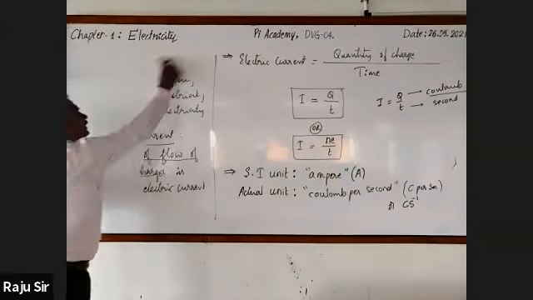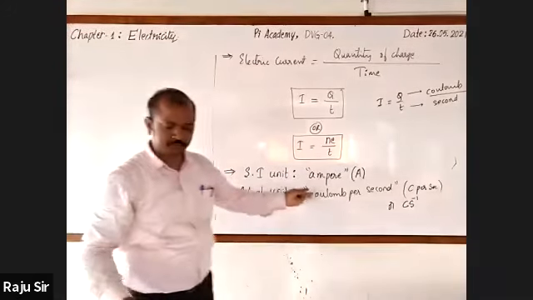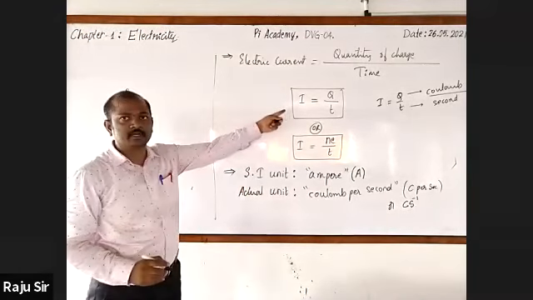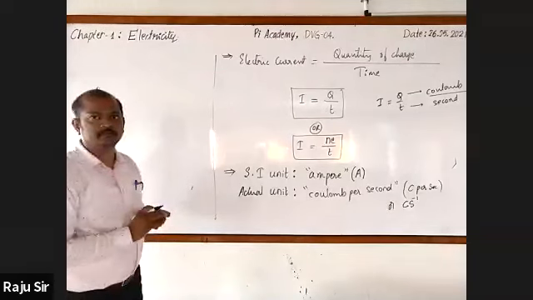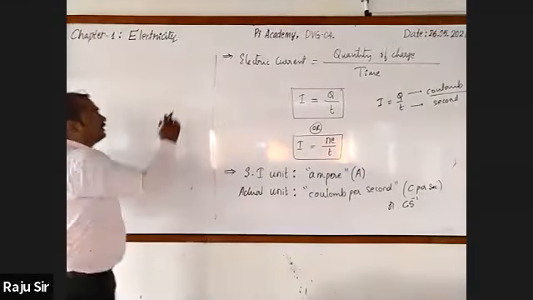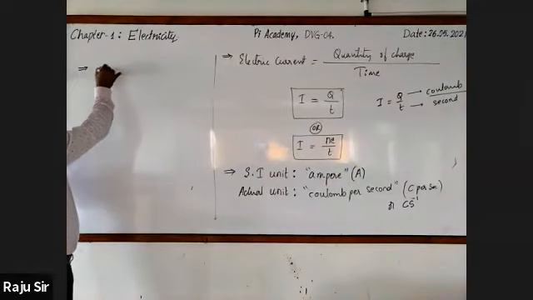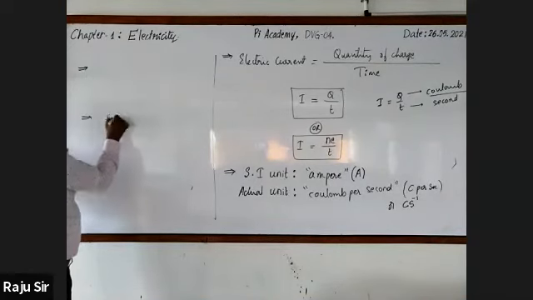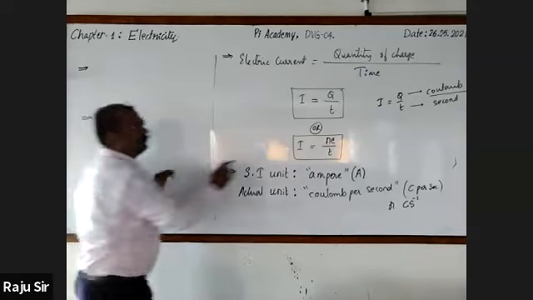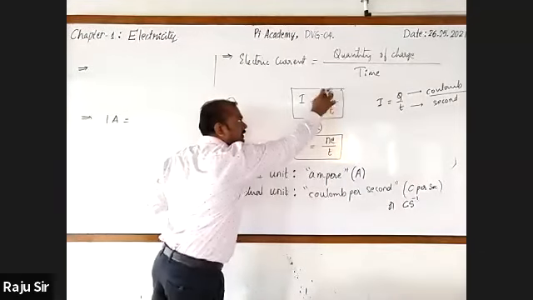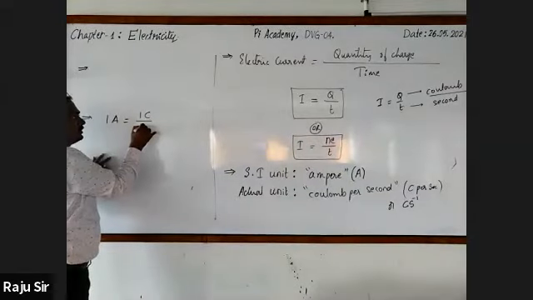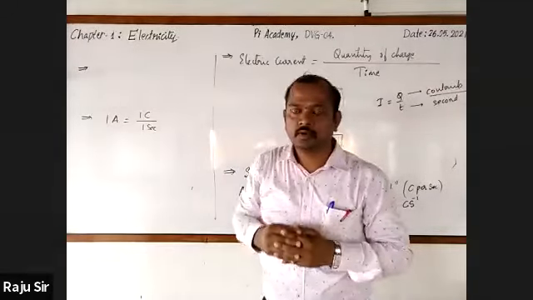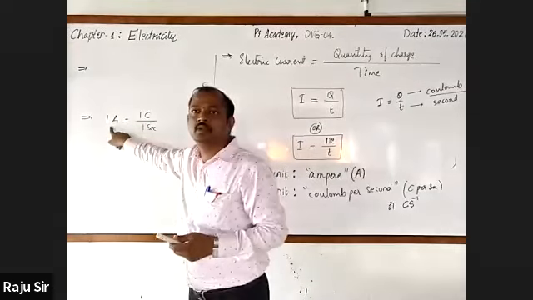Just observe. I'll take with respect to current only. Look here. Current formula is I is equal to Q by T. And now I'm going to take 1 ampere of current. Don't copy, observe. If 1 ampere of current is there, it can be written as 1 coulomb of charge by 1 second. Observe, 1 coulomb per 1 second is 1 ampere.